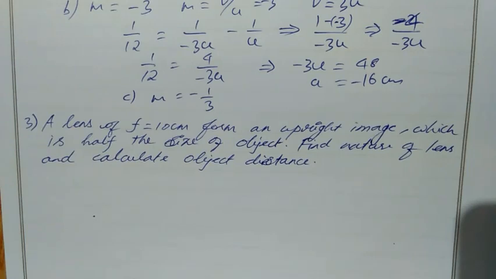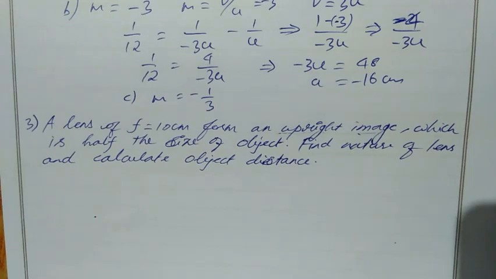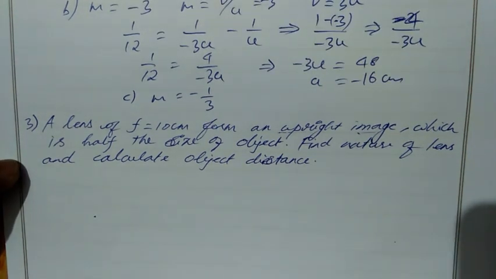It is given a lens of focal length 10 cm forms an upright image which is half the size of the object, which means it forms an upright image, and the size of that image is half the size of object. For example, if the size of object is 10 cm, then size of image is 5 cm. If the size of object is 6 cm, then size of image is 3 cm. So object is bigger, image is smaller. Okay, we have to find the nature of the lens.